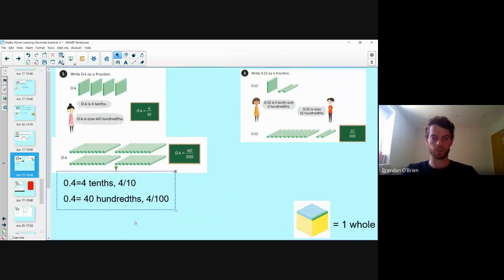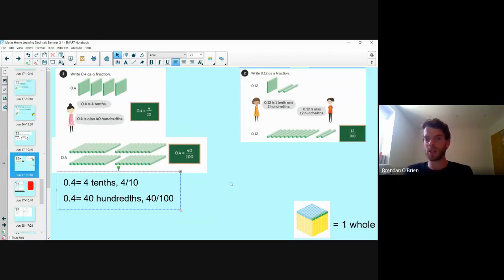4/100. Okay? So she's taken her blocks, she's broken them apart into pieces of 10, and they're in 4 groups of 10. So 0.4 is equal to 4/10, or it's also equal to 40 hundredths. Okay? So we know the value now of 0.4, both in tenths and in hundredths.